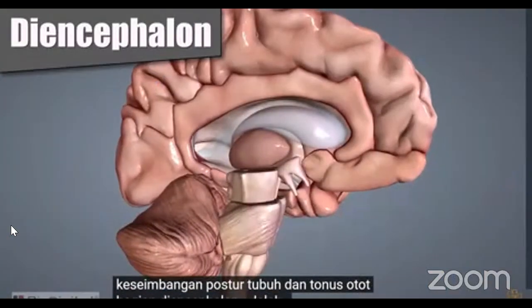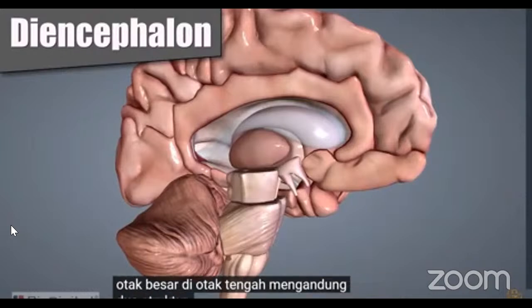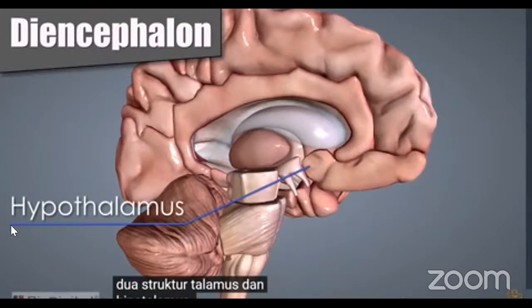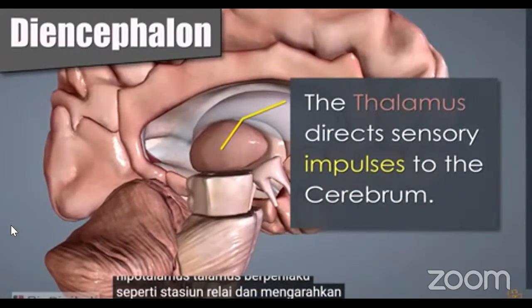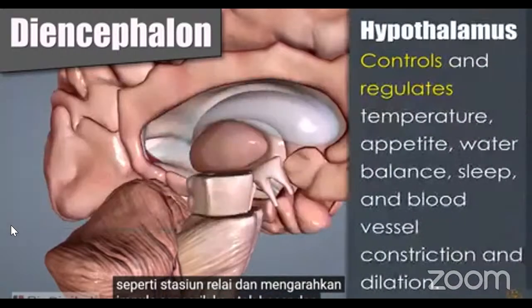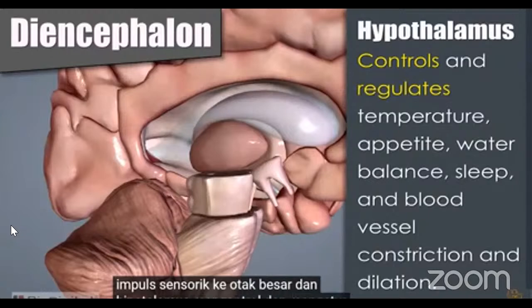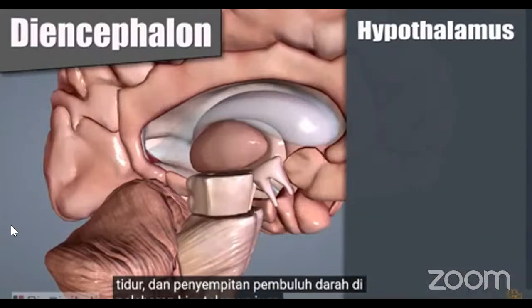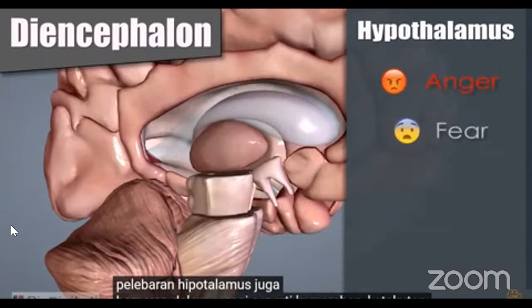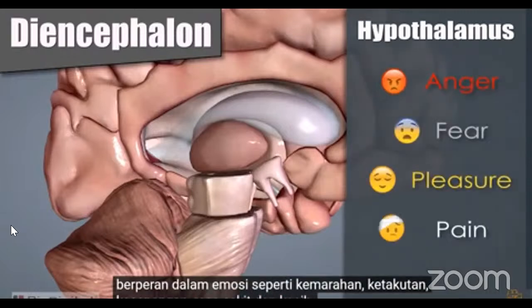The diencephalon section is found between the cerebrum and the midbrain. It contains 2 structures: the thalamus and the hypothalamus. The thalamus behaves much like a relay station and directs sensory impulses to the cerebrum. And the hypothalamus controls and regulates autonomic nervous system functions such as temperature, appetite, water balance, sleep, and blood vessel constriction and dilation. The hypothalamus also plays a role in the emotions such as anger, fear, pleasure, pain, and affection.